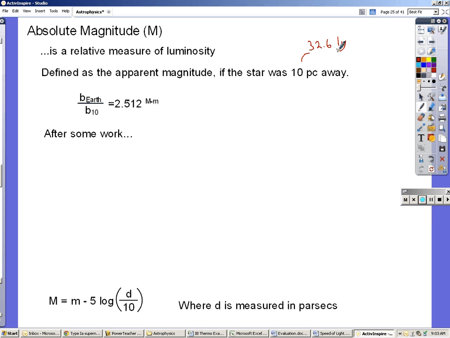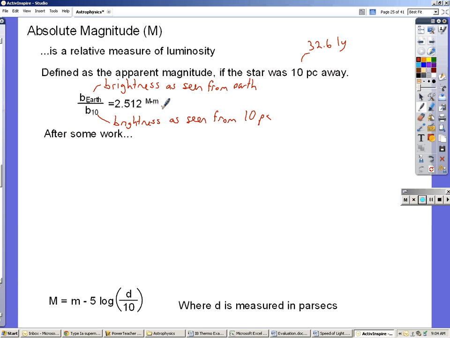And so what we say is that the brightness as seen from Earth, and then B10 is the brightness as seen from 10 parsecs, is equal to 2.512 times the ratio of the apparent magnitude at 10 parsecs, capital M, minus the apparent magnitude from Earth. And so we have to do a little bit of work. I hope you like logarithms.